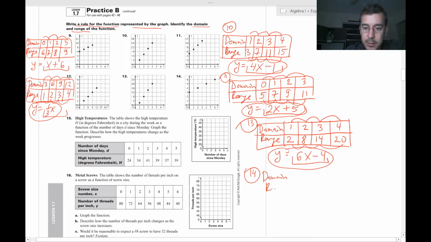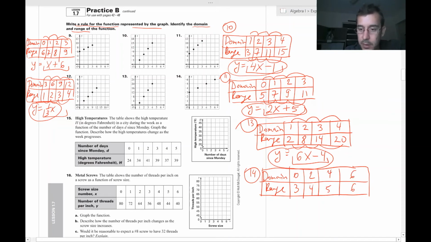Domain, range. The pairs are 0 and 3, 2 and 4, 4 and 5, and 6 and 6. So here we have the range. The domain values are 0, 2, 4, 6. The range values are 3, 4, 5, 6.